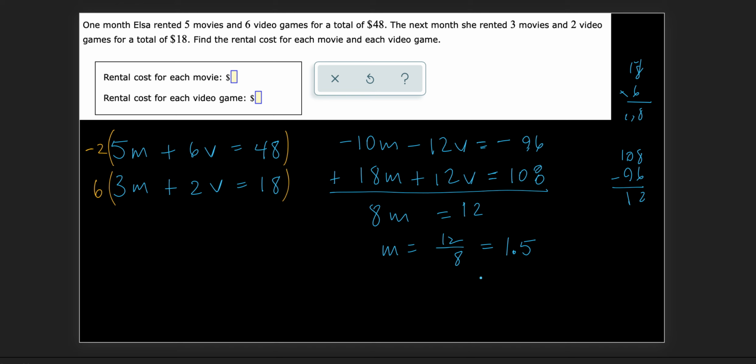So that's okay because we're talking about cost in dollars and cents. Now that I found m is 1.5, I can plug that into either one of these equations and find v. I'll choose the bottom equation, what the heck, and find out what v is.